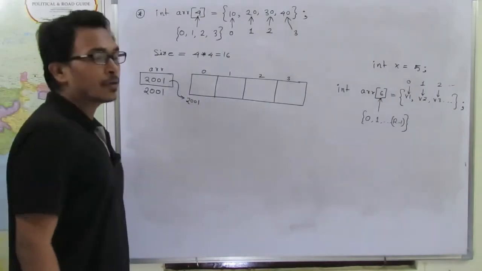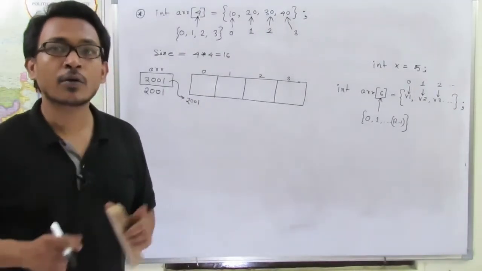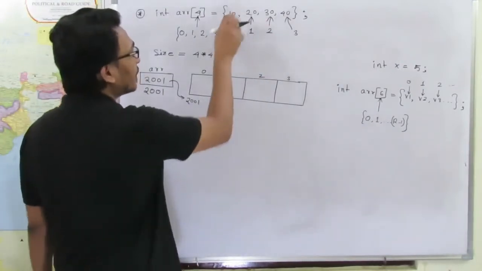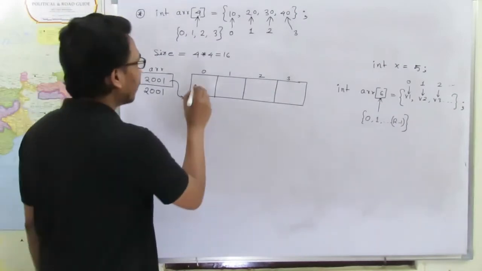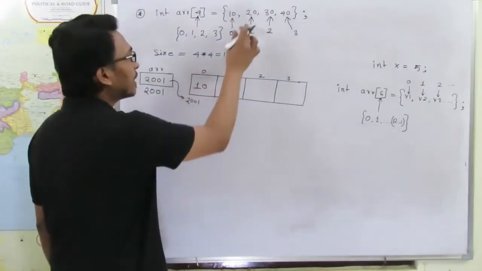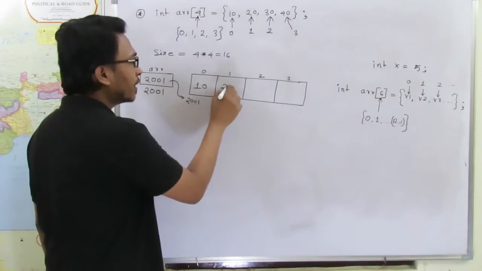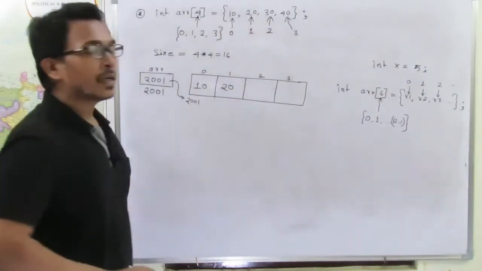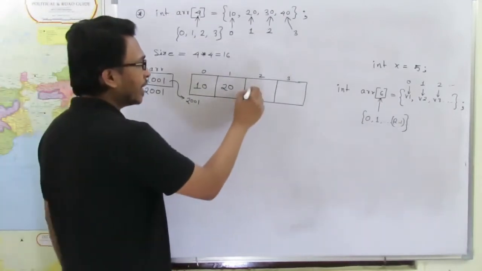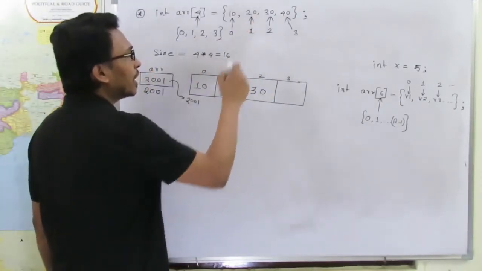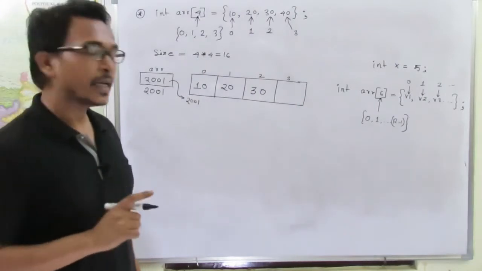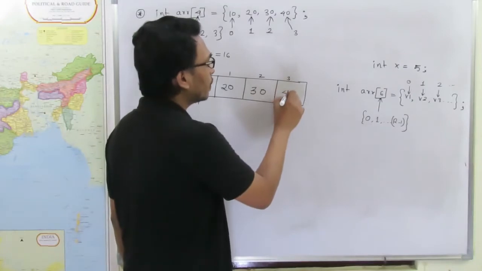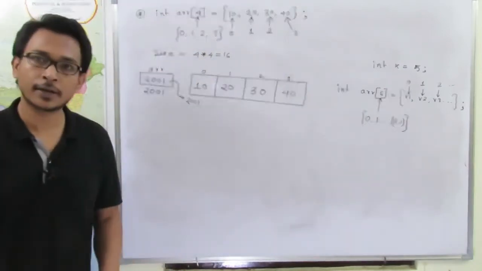Now coming to this, this is our memory allocation part. Now coming to the value initialization part, how values will be stored. The first element, that is 10, will be stored in the first index, that is 0. The second element, 20, will be stored in the second index, that is 1. The third element is 30, and that 30 will be stored in index 2. The fourth element is 40, and that will be stored in the fourth position, that is index 3. So here the value will be 40. Clear?